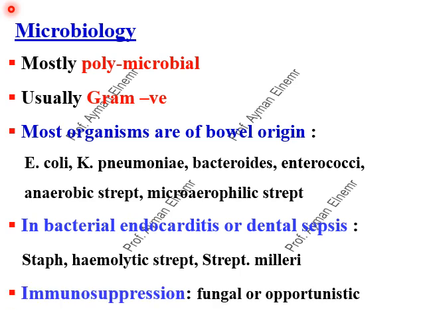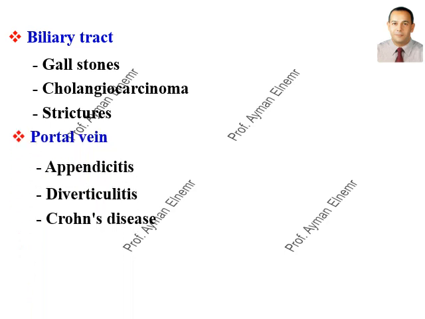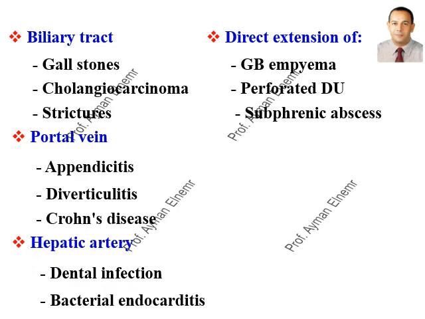In immunocompromised patients, it is usually a fungal infection. Pathological conditions that may lead to pyogenic liver abscess may be in the biliary tract, like gallstones, cholangiocarcinoma, or stricture, may come from the portal vein, as in case of appendicitis, diverticulitis, or Crohn's disease, or from direct extension from gallbladder empyema or perforated duodenal ulcer or subphrenic abscess, or may come from the hepatic artery as in case of dental infection or bacterial endocarditis.